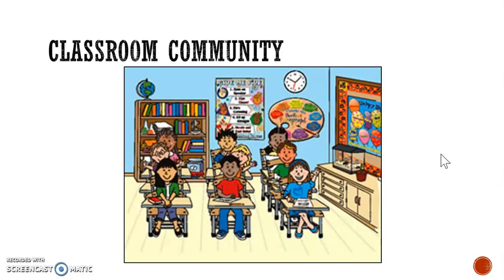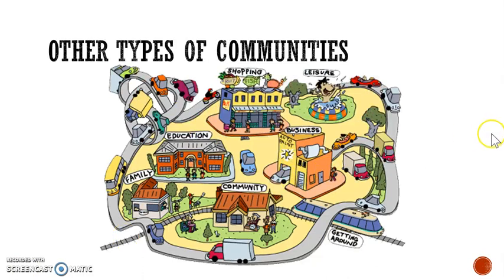There are all kinds of communities around your life, throughout your life. Some other types of communities may be your family. It could be where you work if you're an adult. It could be the people who you like to play with. Maybe you're on a sports team. They could be your community. Maybe where you like to go shopping. There are all different types of communities.